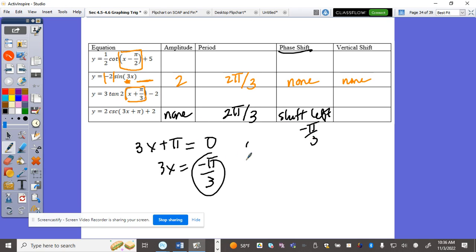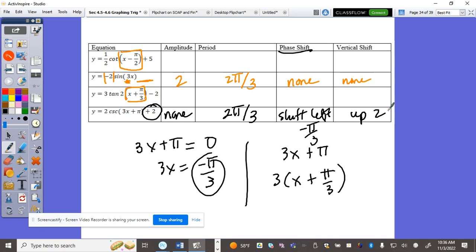Another way of doing that is to factor out the 3 here to make this equal to 1. If you factor that out, that gives you x plus pi over 3. So that tells you it's going to the left by pi over 3. And the vertical shift is just up by 2. Very simple. All right, let's go to the graphing.